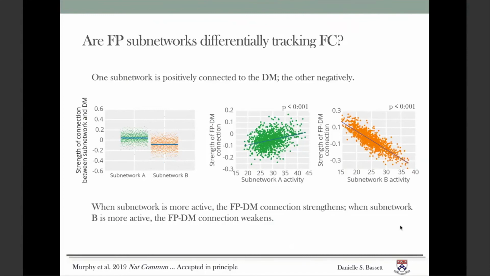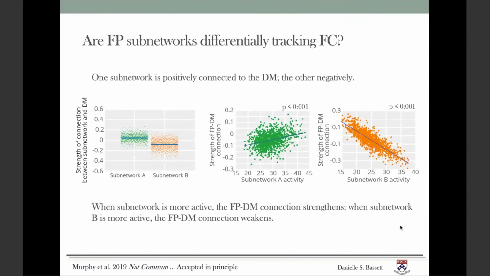Now remember, this subnetwork A was also the one that was structurally more linked to the default mode, right? And now it's positively connected with the default mode functionally. And then more importantly, however, is this piece. Here on the y-axis is the strength of the frontal parietal default mode connection, and this is the activation of subnetwork A. And what you can see is that when subnetwork A is more active, the frontal parietal default mode connection strengthens, and then the inverse is true about subnetwork B. So when subnetwork B becomes more active, the strength of the interaction between the frontal parietal and default mode system decreases.